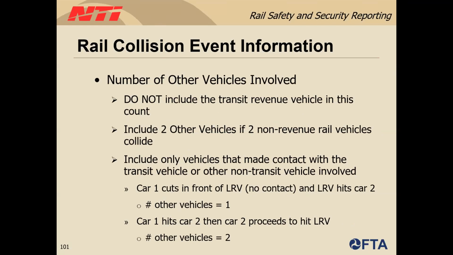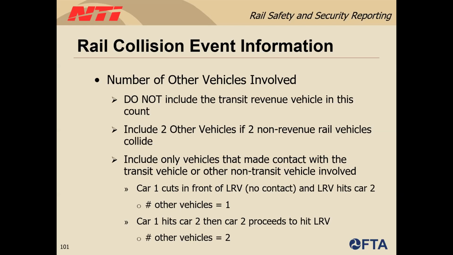So let's look at a few examples on how many other vehicles to include in your report. As we showed you in the table earlier, when two non-revenue maintenance vehicles are involved in a collision, you do not include a transit revenue vehicle, but include two other vehicles instead to generate the other vehicle form. That was on that table that you could refer back to. If car 1 cuts off a light rail vehicle, but no contact is made, and the LRV goes on to hit car 2, the number of other vehicles to report would be 1, since only car 2 had contact.